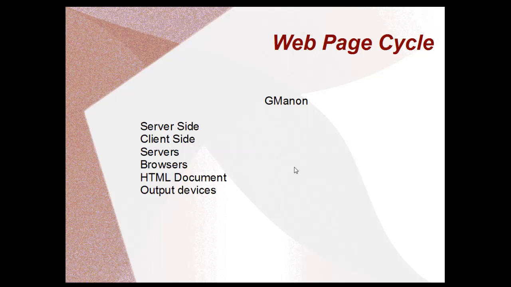A web page goes through a cycle, from the server to the client. The server is the web server, and the client is the browser. What goes into the cycle is the HTML document, which goes to the output devices, and from the output devices it goes to the user.